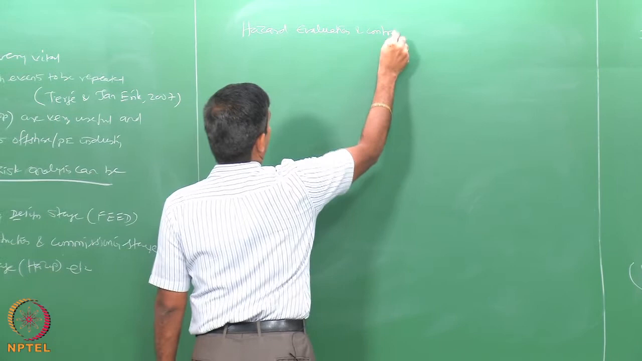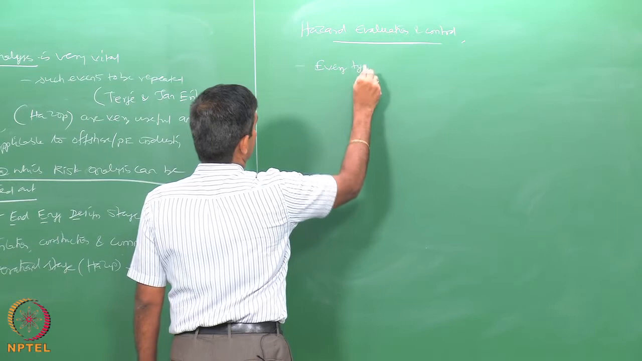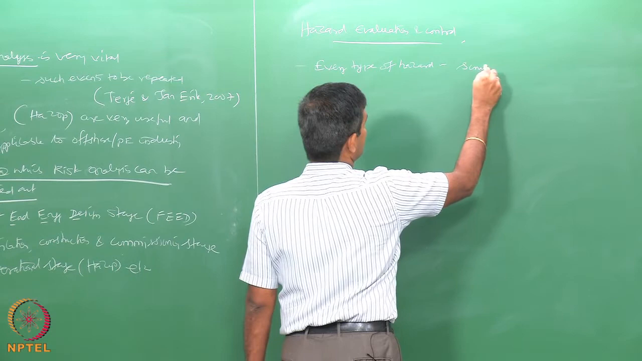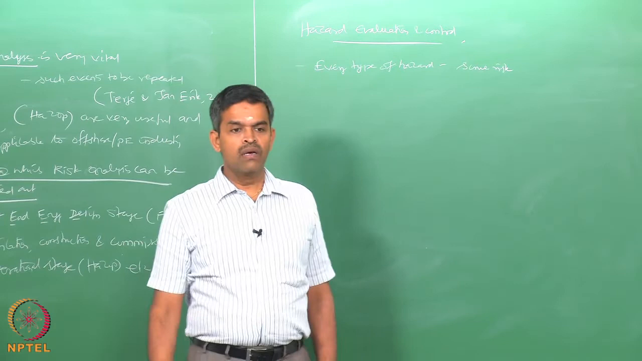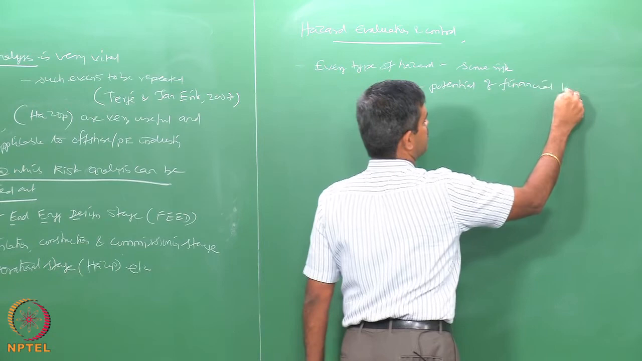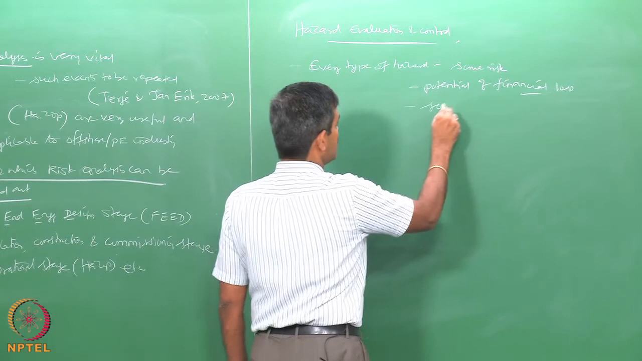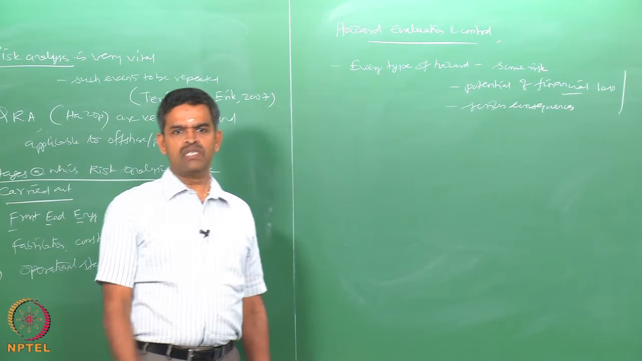We all know that every type of hazard is associated with some risk, that is very clear. Every hazard happening in the oil and gas industry has a financial implication. Therefore, risk is very important and closely connected to hazard analysis, because this has a potential of financial loss. That is where it becomes very important for us, from an economic perspective. It also has very serious consequences. Therefore, every type of hazard in the offshore industry actually is associated with some type of risk.